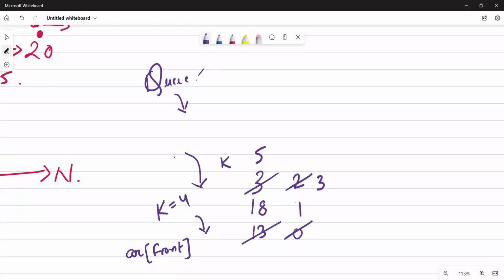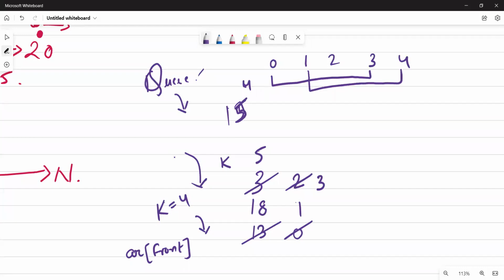Then next, suppose the coming number is 15. 15 will have the index 4, right? So 0, 1, 2, 3, 4. You covered the previous window and got your output as 18. Now you have to cover this window. Should I pop out any element as of now, or is it valid up to now? Are you getting me?